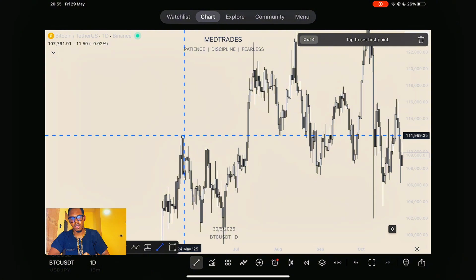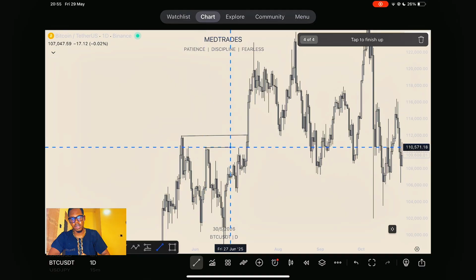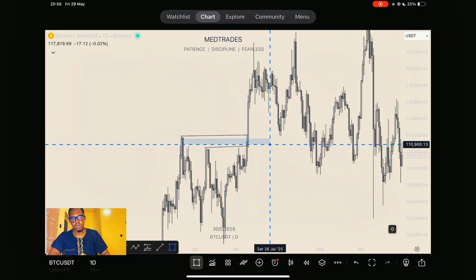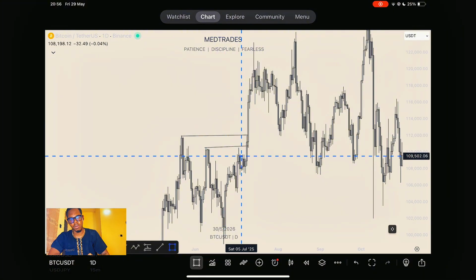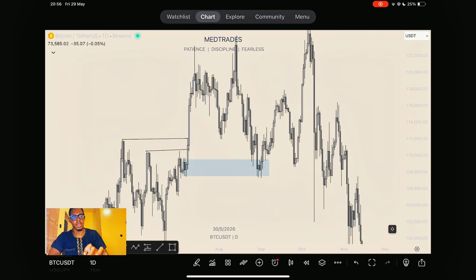Price came here, took out this high. You can see price took out this high and also took out this high here. That is right. So now you can see that price is going to react from here. I can see it came here. Still just minimize it to this level. Came here and it bought, breaking out this high right here.